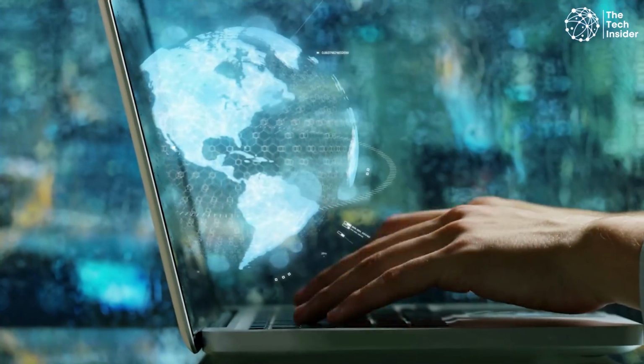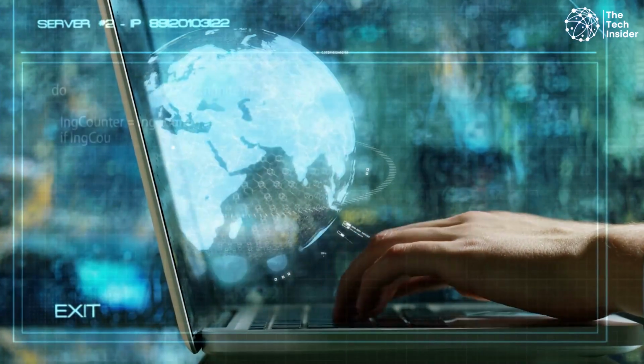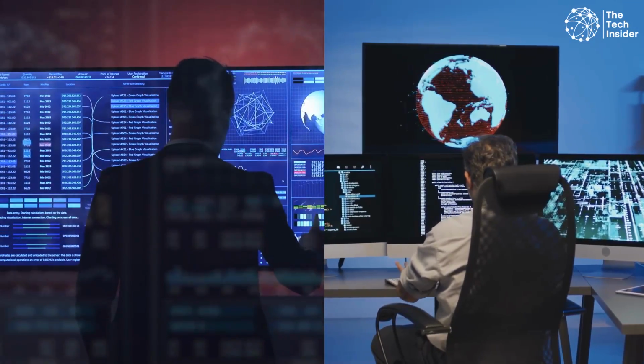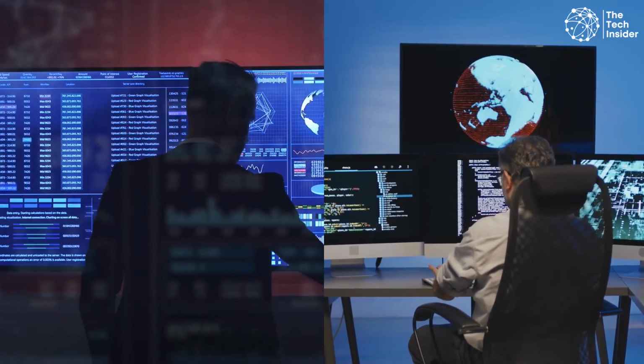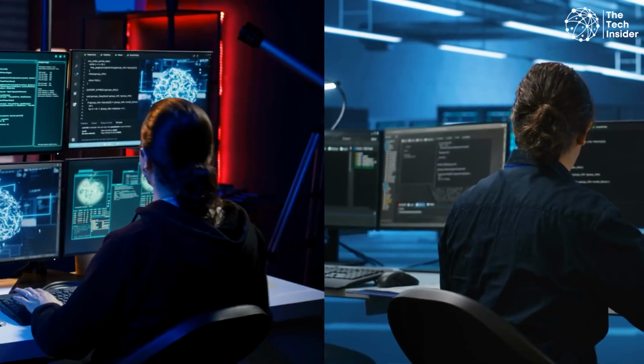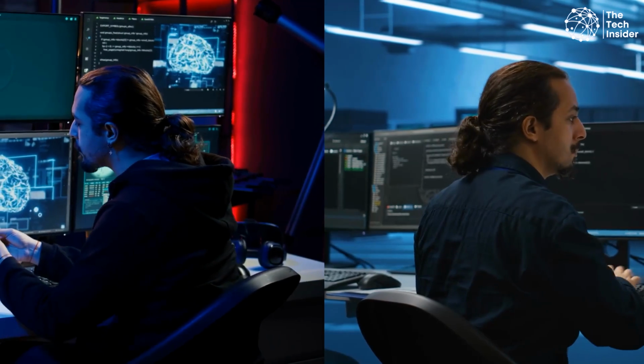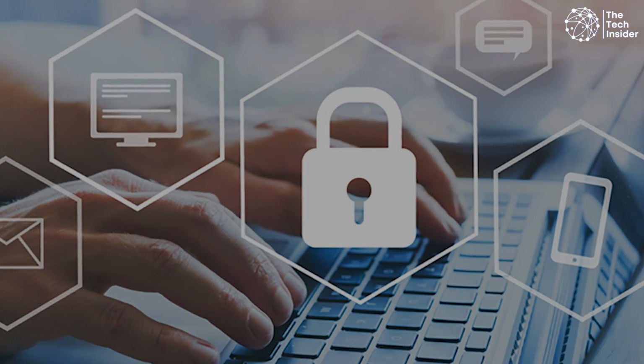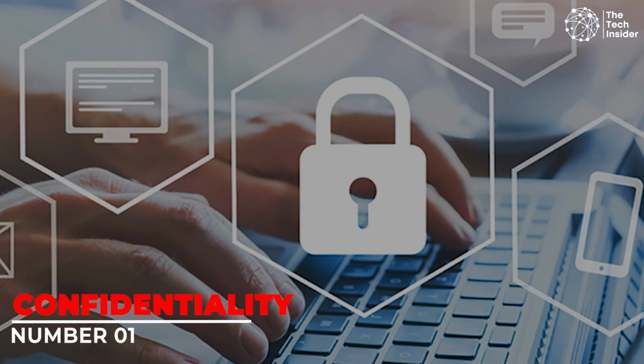Today, we're diving into a critical topic that affects everyone in our digital age: cybersecurity. Whether you're protecting personal data or securing an entire organization, understanding cybersecurity fundamentals is crucial. Let's get started. Number one, confidentiality.